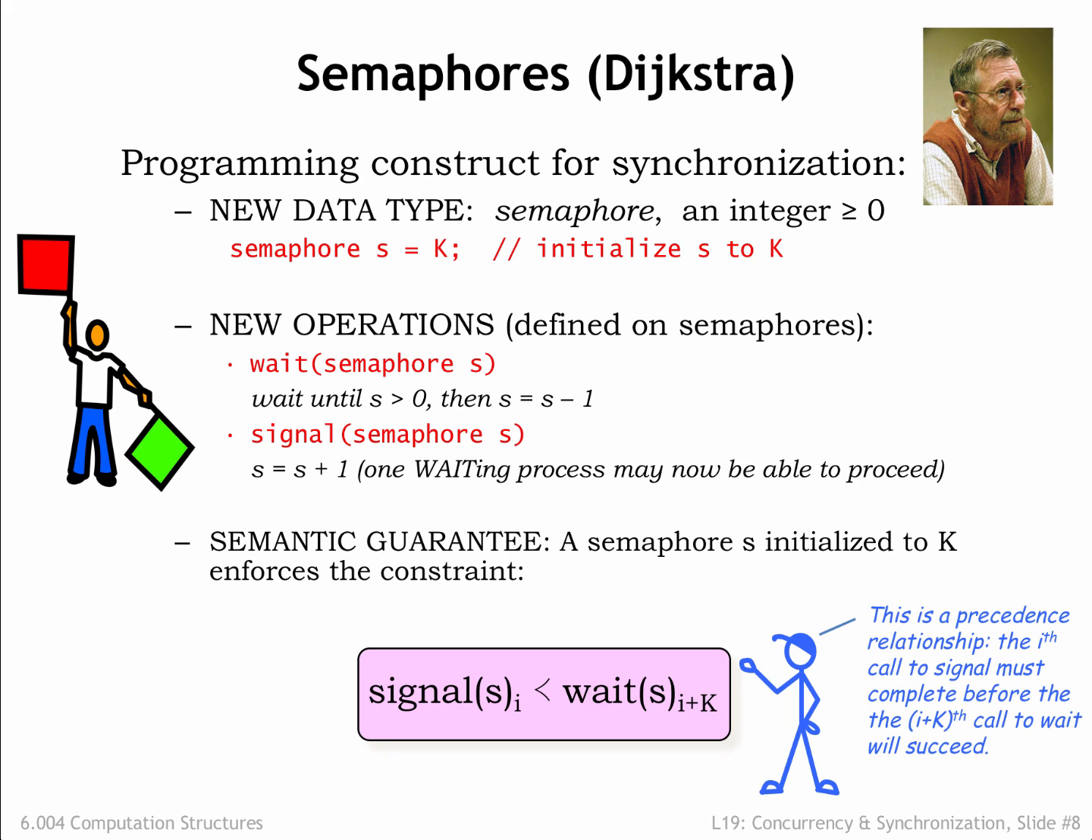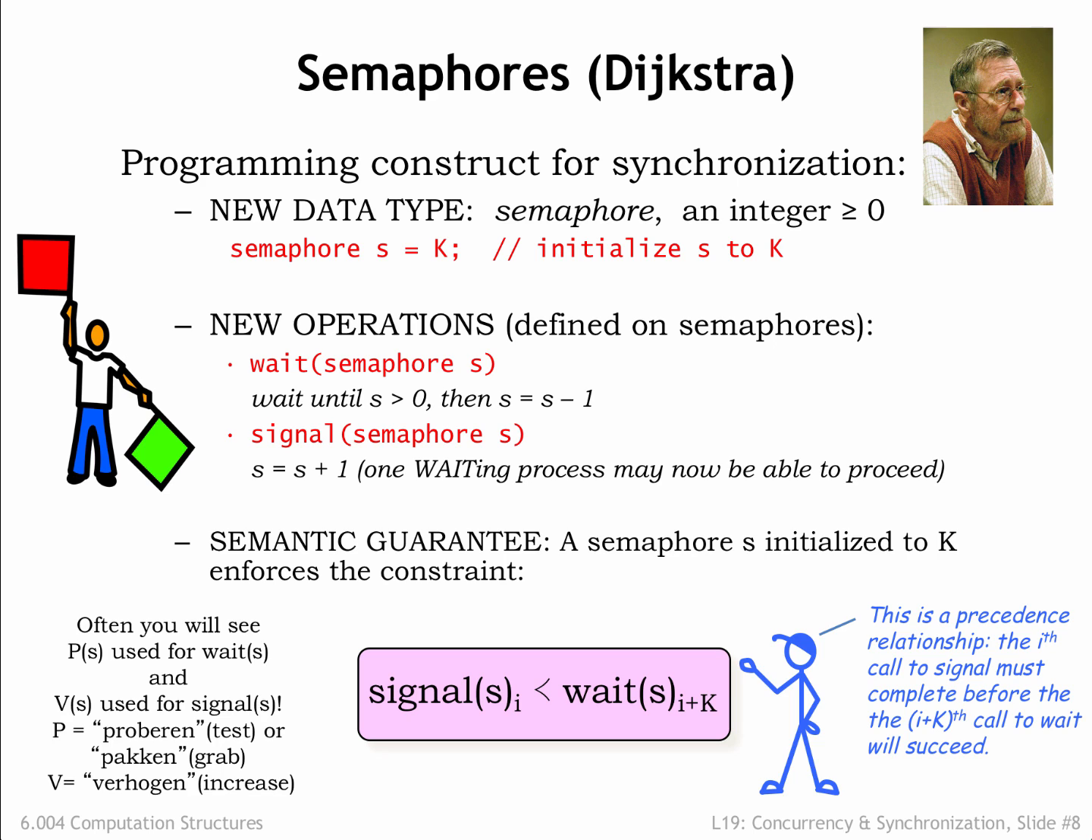Note that in 6.004, we're ruling out semaphores with negative values. In the literature, you may see P(s) used in place of wait(s), and V(s) used in place of signal(s). These operation names are derived from the Dutch words for test and increase.